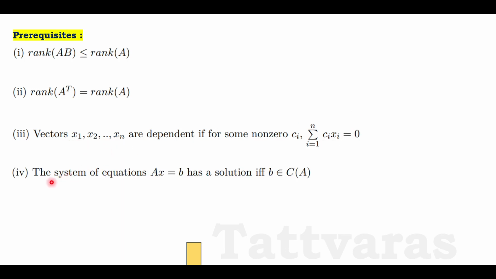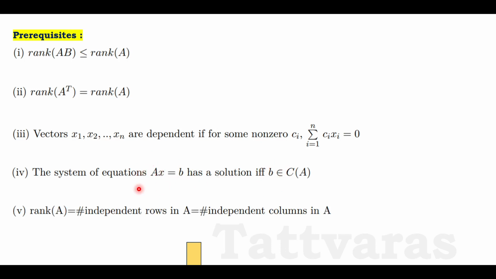The fourth one is that the system of equations Ax = b has a solution if and only if b belongs to the column space of A. So basically, by column space of A, we mean the vector space spanned by the columns of A. Or simply, b has a solution for this particular system if and only if b can be written down as a linear combination of the columns of A.